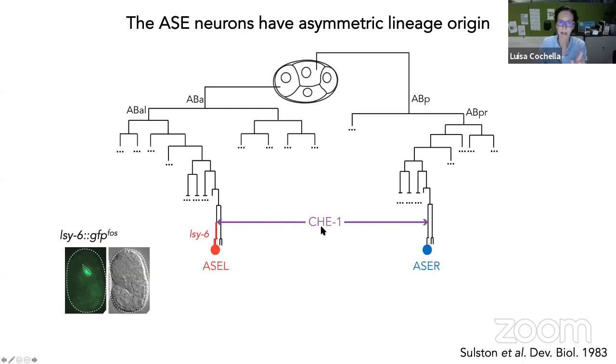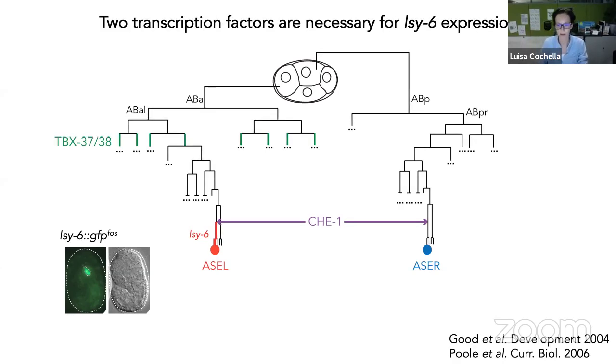Now, the interesting thing about this very early asymmetry is that we knew from work from Catherine Good in the lab of Jim Priest, and from a previous colleague of mine, Richard Poole, also while he was a postdoc in Oliver Hobart's lab, that there is a transcriptional asymmetry between the descendants of ABA and the descendants of ABP. And that is that only the descendants of ABA express these T-box transcription factors called TBX 37 and 38. I will talk about them together because they are a recent duplication.